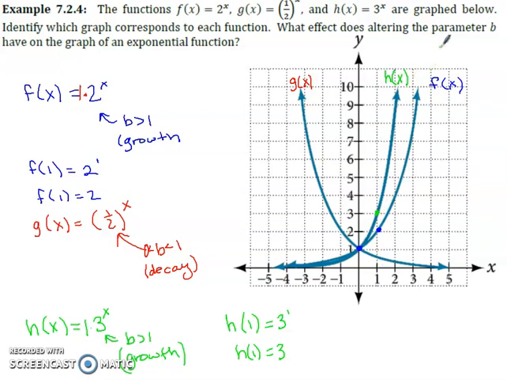So altering the parameter of b is again going to affect our growth rate, and it will determine if your graph is growth or decay.